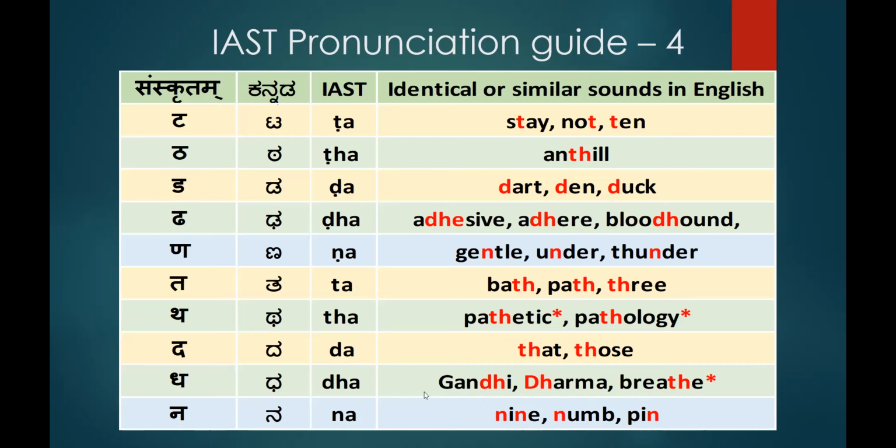So there's a Mahaprana coming in the picture. The last of them is na, with the tongue right behind your upper teeth, as in nine, numb, pin. That is the sound that you're going to produce. So this will all help you as a pronunciation guide. Okay, so whenever you're finding it challenging to chant any particular transliteration guide, for example, D with a dot and A.